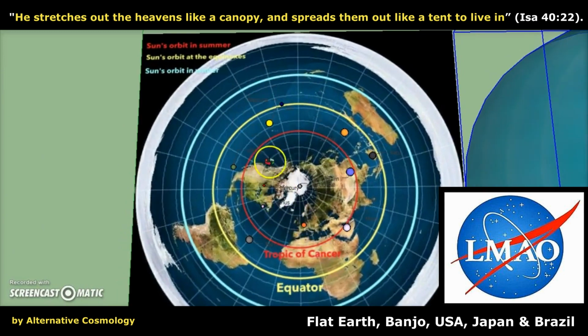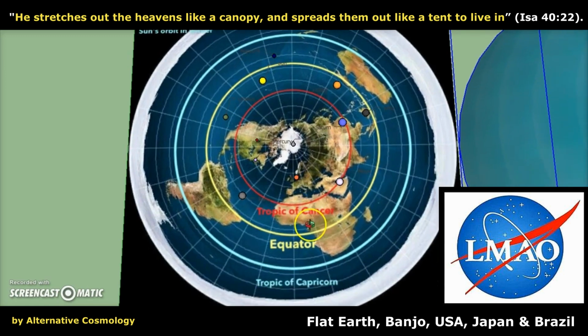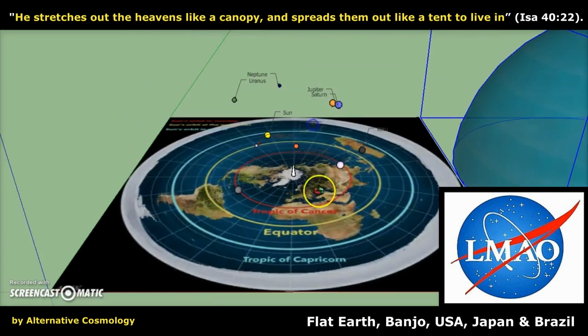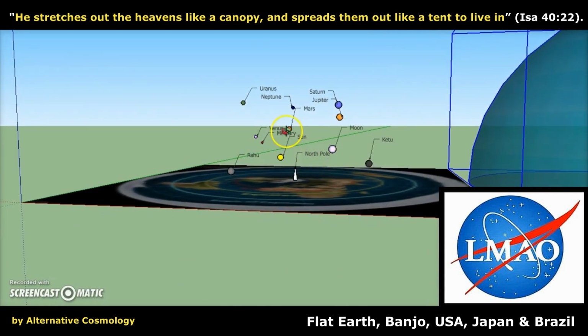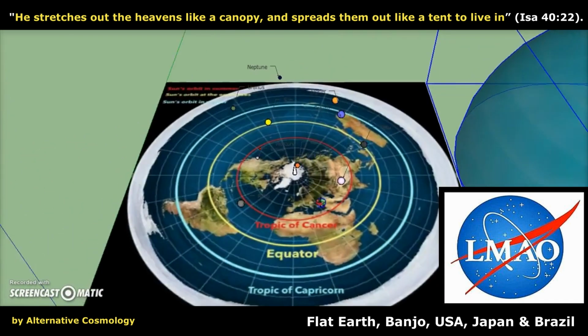And of course, you have the summer orbit along Cancer, and then equinox orbits along the equator, and the winter orbit along Capricorn. Anyway, so I hope this helps paint a better picture in your head as to how these things work and how this model works, of a planispheric, geocentric, cosmological model.